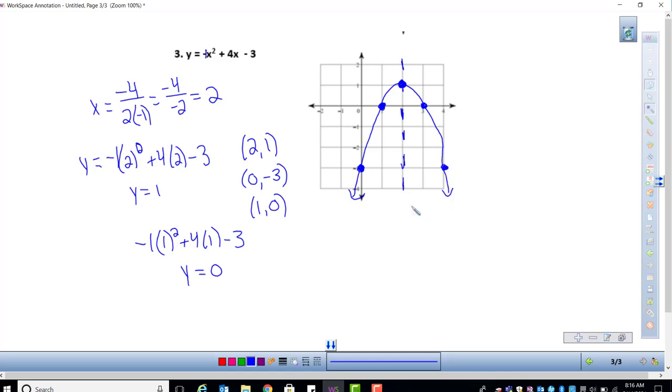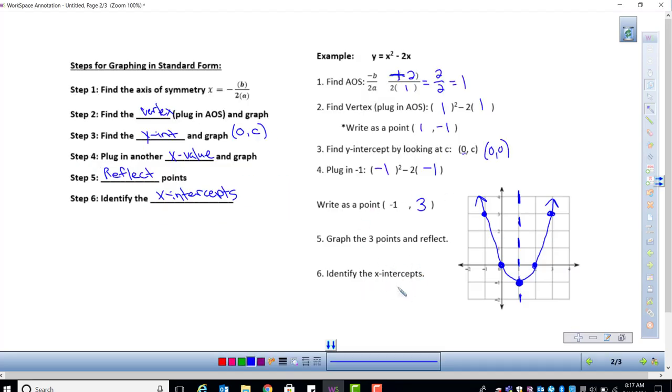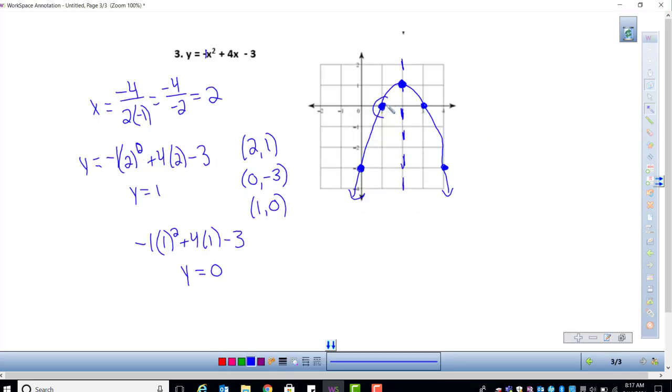One thing I forgot to do, I'm going to go back. Identify the x-intercepts. X-intercepts are where it touches the x-axis. Remember, there can be 2, there can be 1, or there can be none. This one has 2, at x equals 0 and x equals 2. And on this one, we also have 2, x equals 1 and x equals 3. Those are my solutions. So it's important to know the solutions are the x-intercepts.